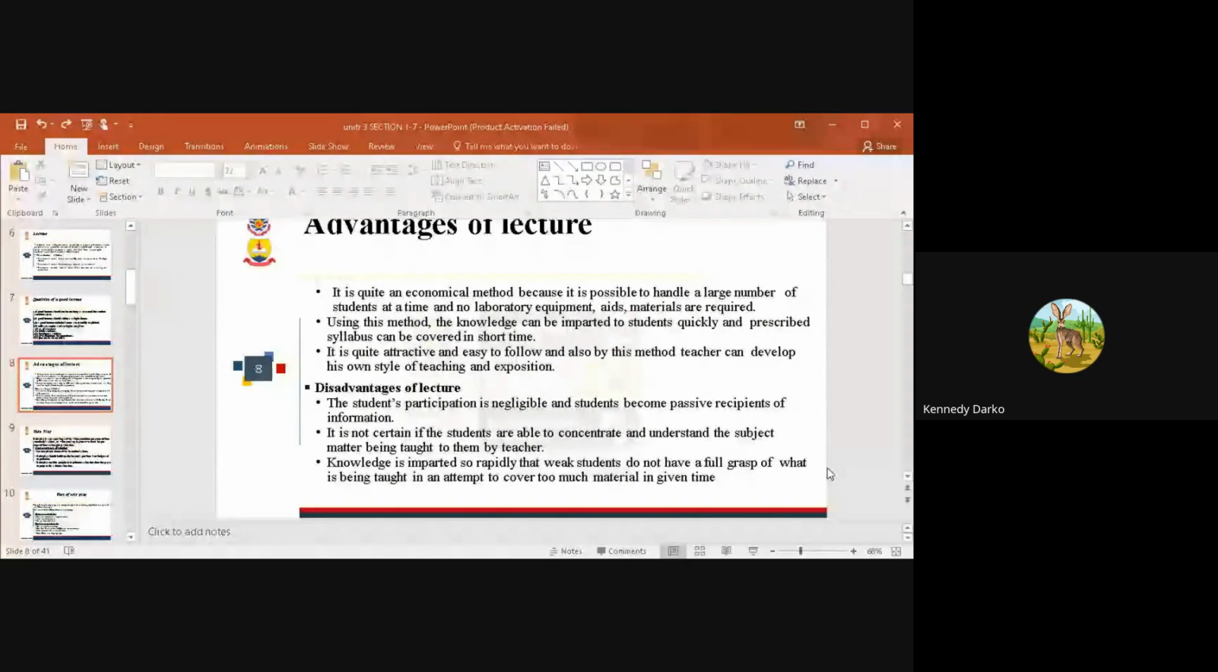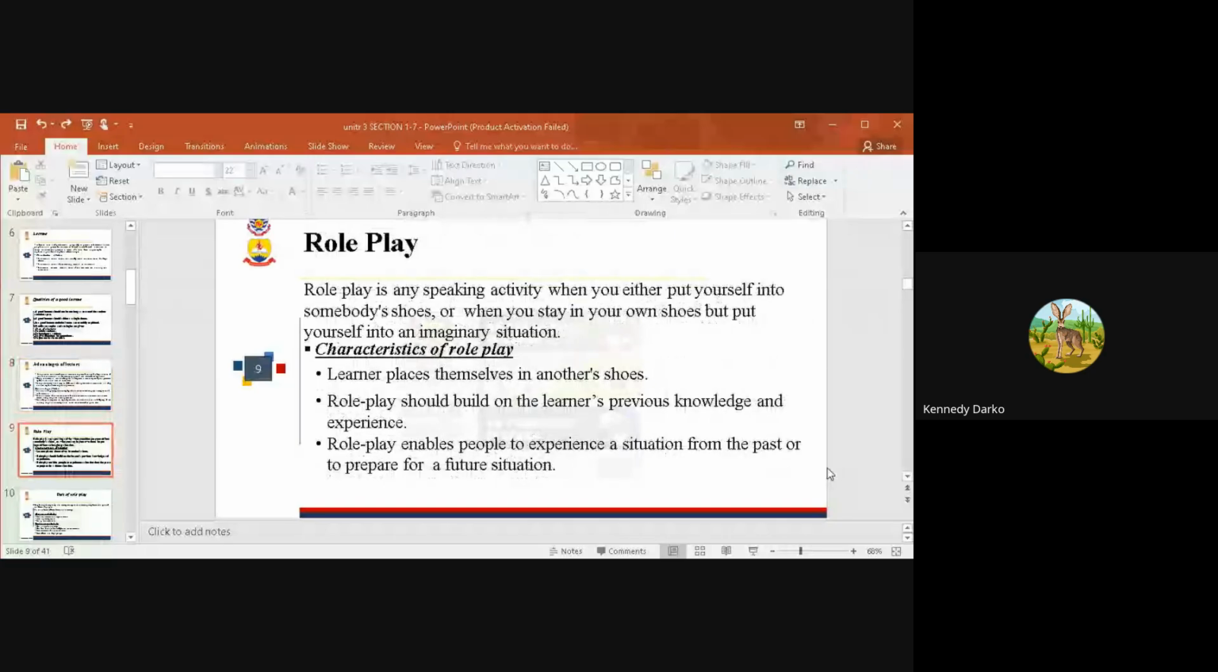But because of the time factor, we are using a day within 3 hours to finish a whole unit of a course material. So it's making the weak student find it difficult to grasp the concept that the particular teacher or the lecturer is talking about.